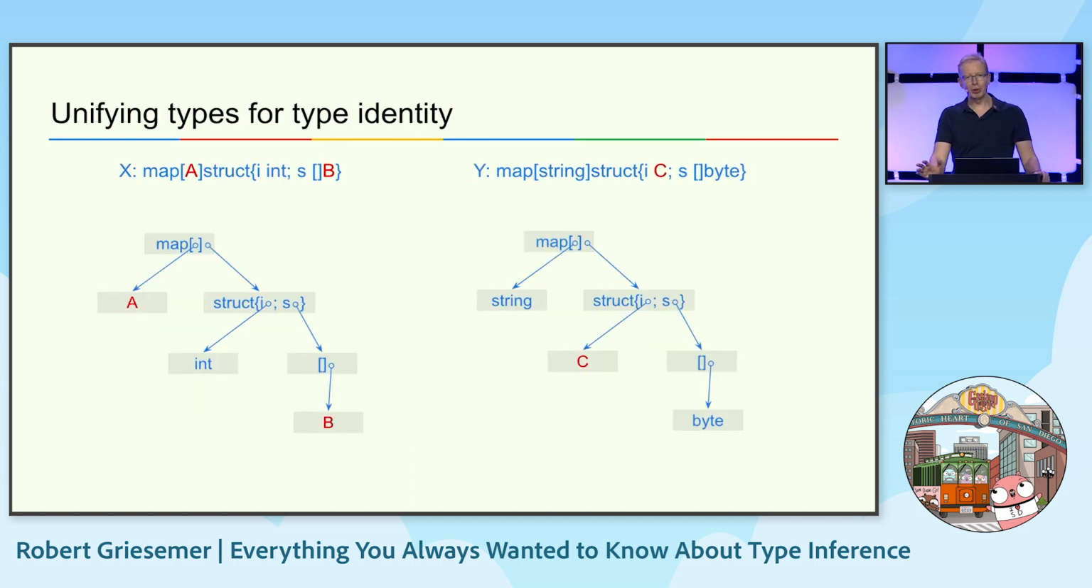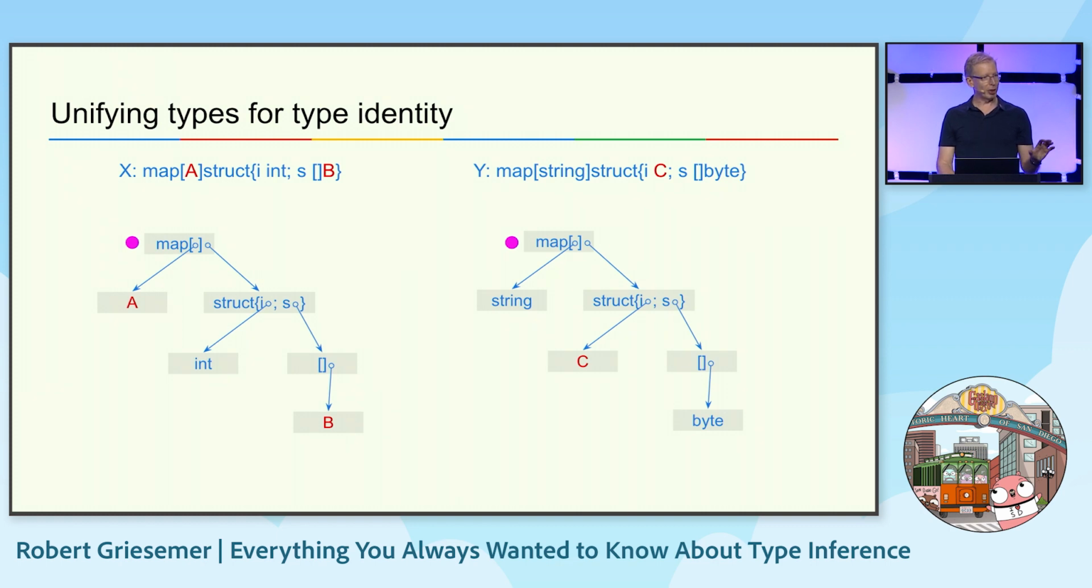So this sounds all pretty complicated and dry, but hopefully it will become a lot clearer with a concrete example. So let's look at these two types, x and y, and let's assume that these two types have to somehow become identical. And we need to figure out what are the values of the type parameters a, b, and c. So we start at the top and recursively walk down this type tree.